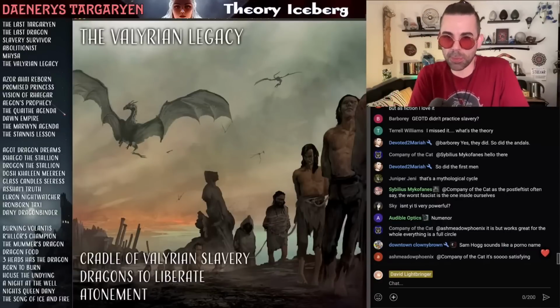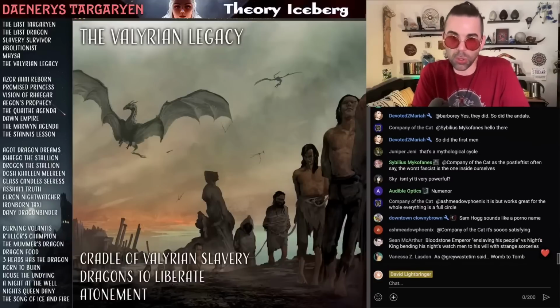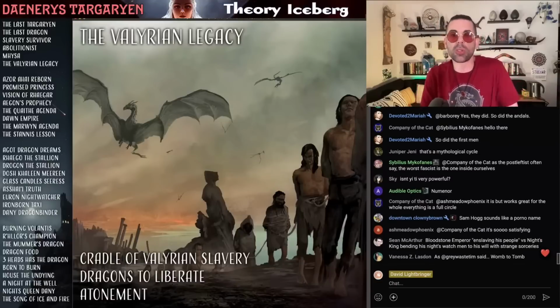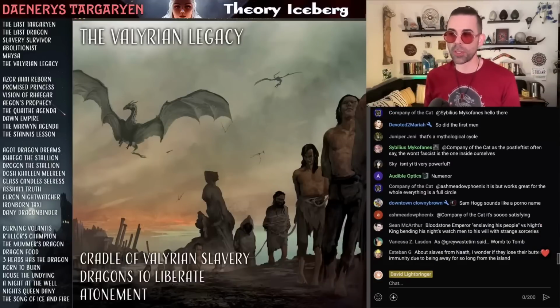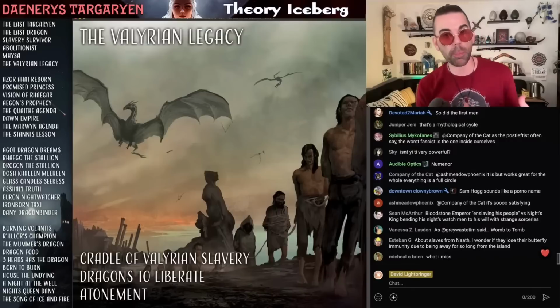All right, so we have come to the end of the first section. This is Dany's character-based plot arc. This is who she is in the story. This is her trajectory. These are the experiences that inform her. This is her compass.